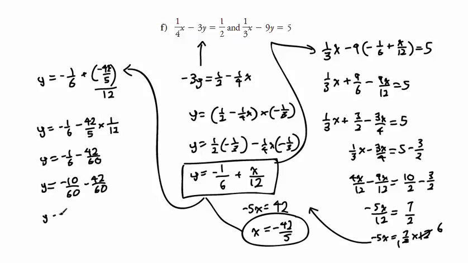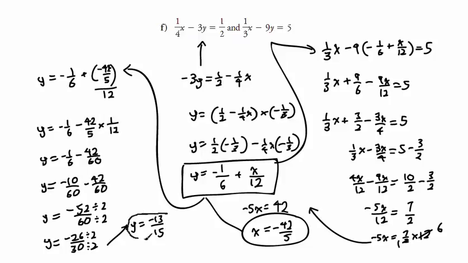Then what do we get now? Minus 10 minus 42 equals minus 52 over 60. And as you can see, both the top and bottom are even numbers, and you can divide both the top and bottom by 2. And here, what do we get? y equals minus 26 over 30. And as you can see, we could divide once again by 2. So divide by 2. And we get y equals minus 13, and then finally 15. So y equals minus 13 over 15.